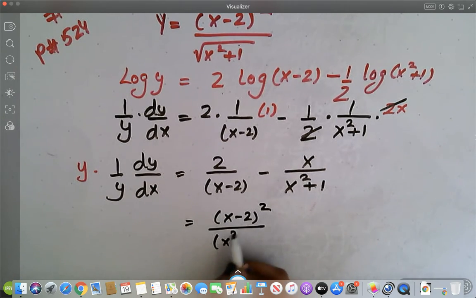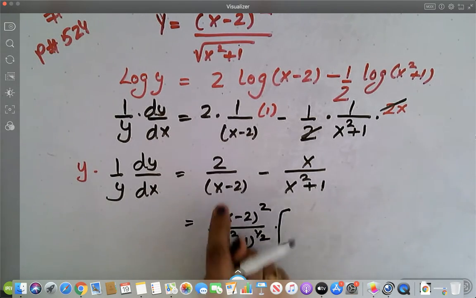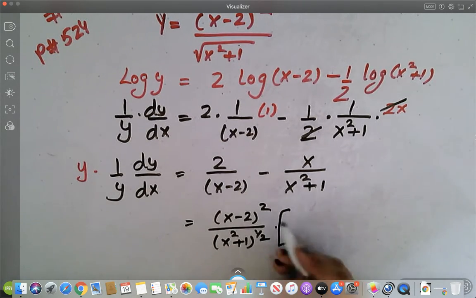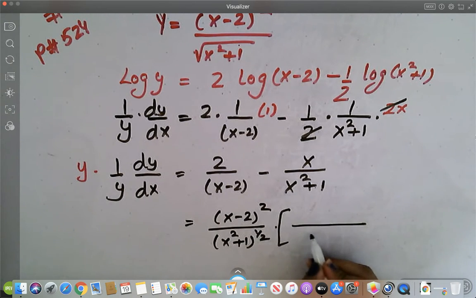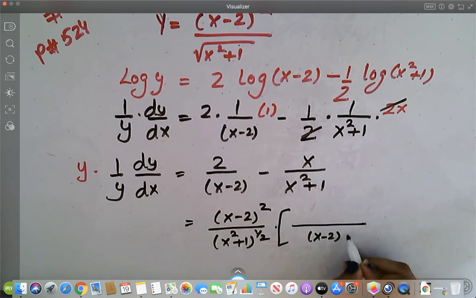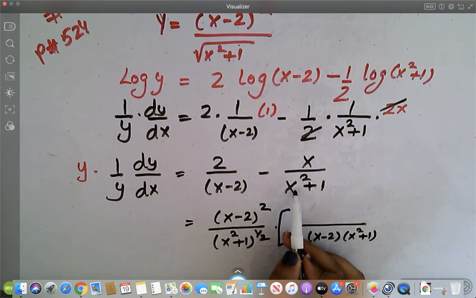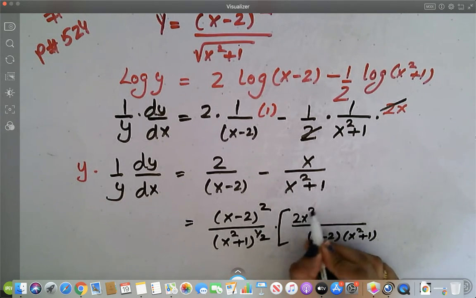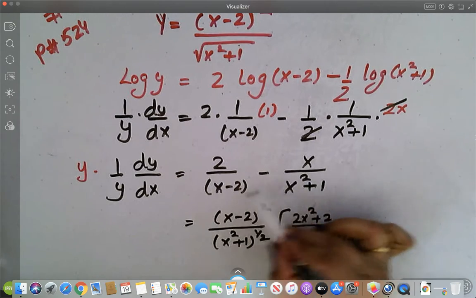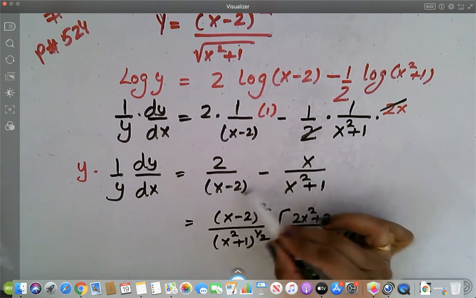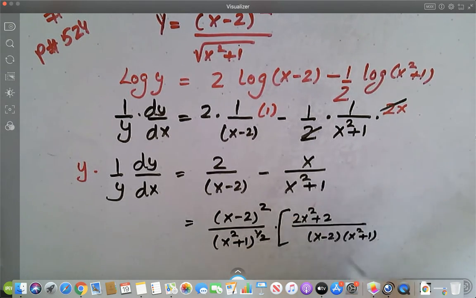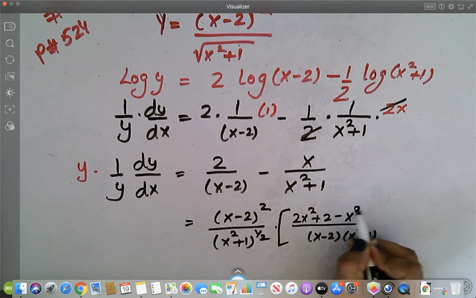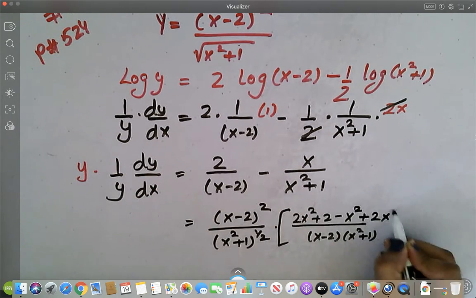how about if I say x squared plus 1 to 1/2 instead? Now this one, I would combine these two fractions. If I combine fractions by taking the LCD, it would be x minus 2, x squared plus 1. This I would multiply by this, and this becomes 2x to the second plus 2. This, don't forget it. Once you multiply x by x minus 2, don't forget to distribute the negative. This becomes negative x to the second and plus 2x.